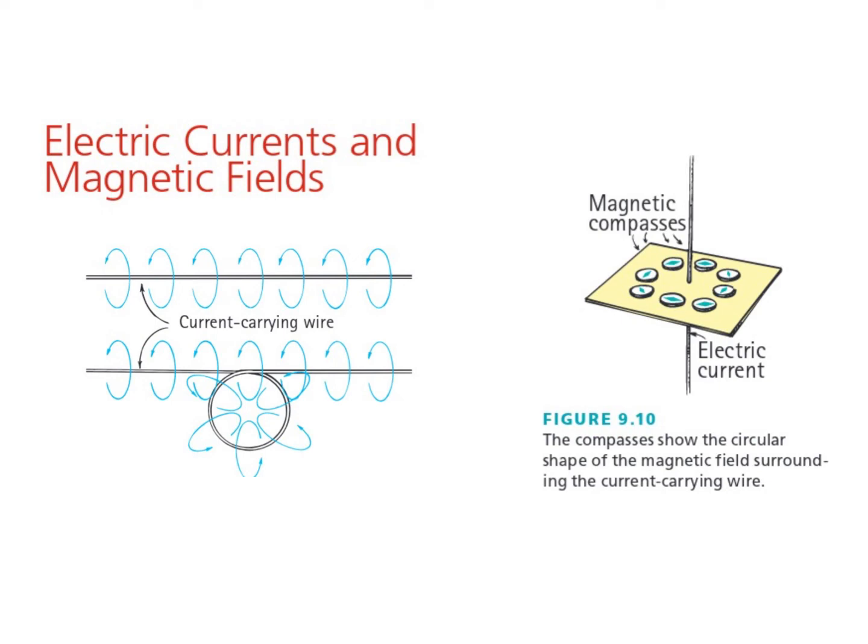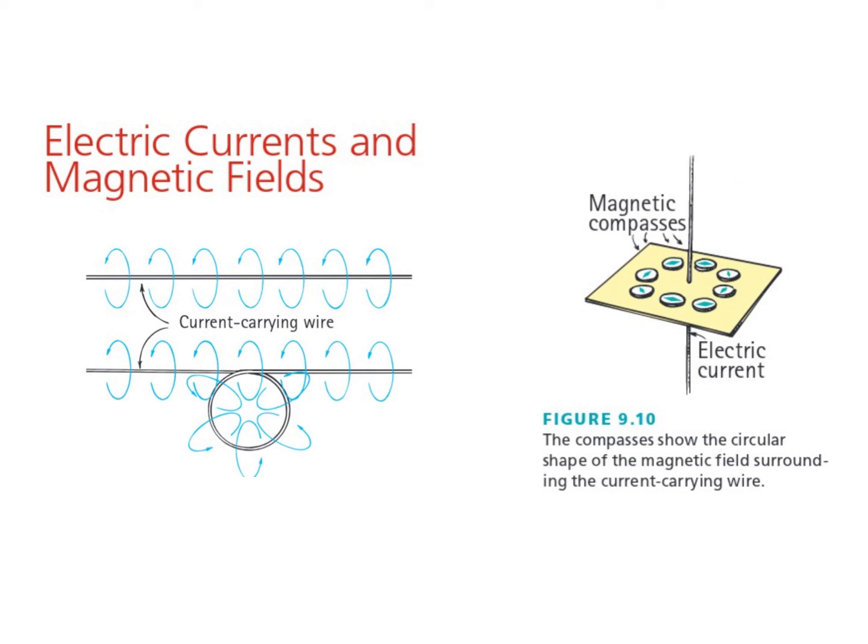Now, it's interesting, if you have a straight wire that's carrying a current, so you can see up here I've got a straight wire that's carrying a current, the magnetic field will actually form as loops surrounding the wire. And you can kind of see that in this figure on the right. We've got a wire that's going straight up and down, and it's piercing through a piece of cardboard on which we've laid a bunch of compasses in a ring.